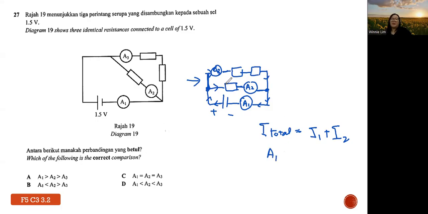Okay, then A2 and A3, the comparison. So you see here there are 2 resistors. Here is 2R, here is R. So when resistance is high, current is lower. So that means less current will flow through A3 compared to A2. So A1 is the highest one, followed by A2, then followed by A3. Okay, hence your answer will be A.